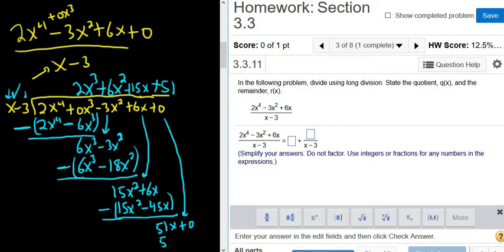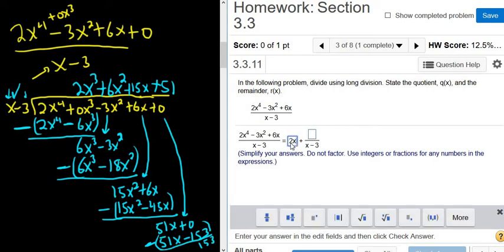Then you perform the multiplication. 51 times x is 51x. 51 times negative 3 is negative 153. Parentheses, minus sign, and then you get a positive 153. Let's try to type in the answer. This problem is really tough.